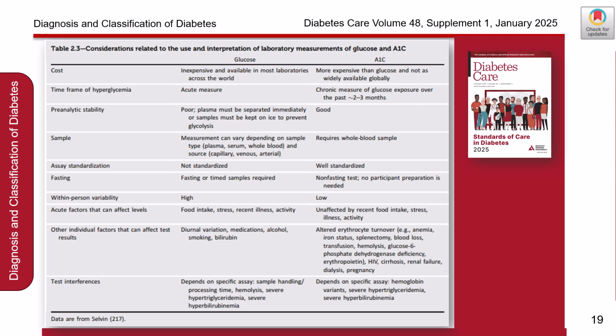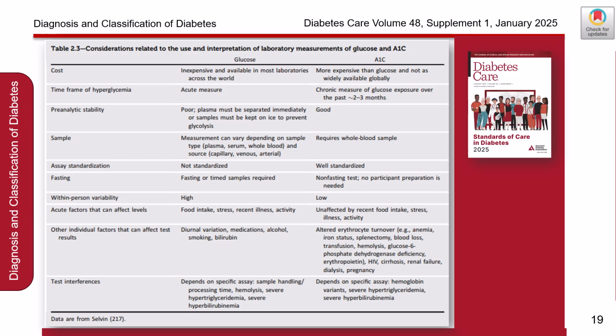Short-term factors affecting levels. Blood sugar levels can be influenced by food intake, stress, recent illness, or physical activity. Glycated hemoglobin levels are unaffected by food intake, stress, illness, or physical activity. Other individual factors affecting test results. Blood sugar levels can be affected by daily fluctuations, medications, alcohol, smoking, and bilirubin levels. Glycated hemoglobin levels can be influenced by changes in red blood cell lifespan, including anemia, iron levels, surgical removal of the spleen, blood loss, transfusion, destruction of red blood cells, enzyme deficiencies, human immunodeficiency virus, liver disease, kidney disease, dialysis, or pregnancy.